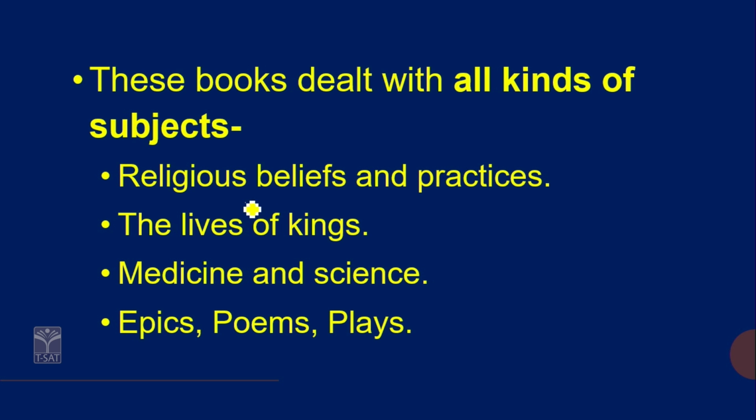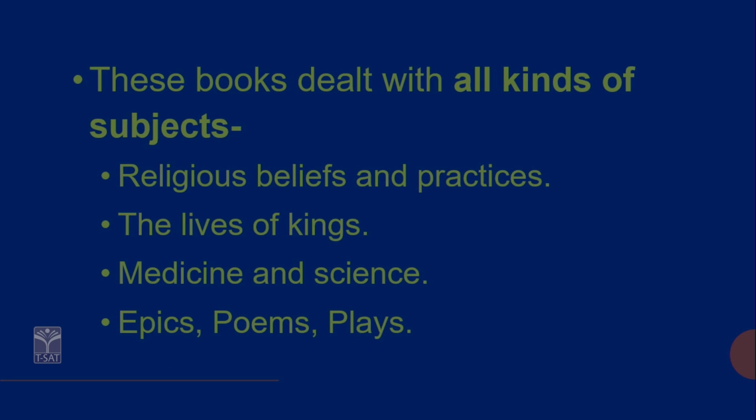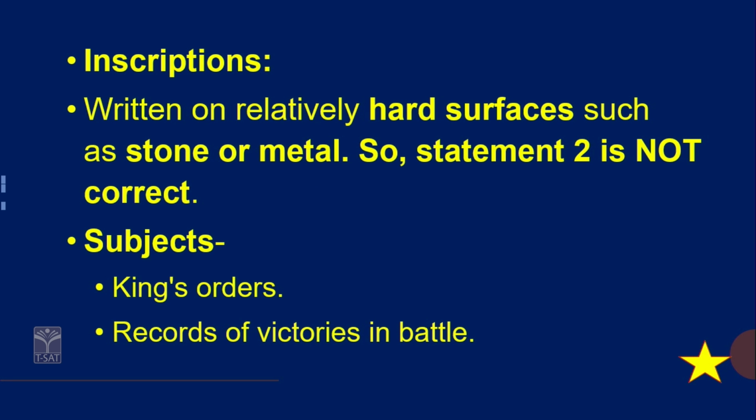Most of the manuscripts deal with religious belief books, life of kings, medicine and science, epics, poems and plays. Finally, inscriptions are always written on hard surfaces, even on stone, metal like pillars, as we see in Ashoka's period as well. And mostly, since these are written on hard surfaces, these are generally central subjects or state-controlled information. So we see king's orders, king's victories in battles mentioned in them.